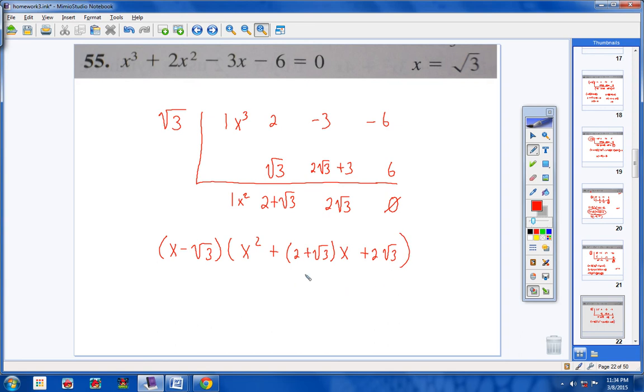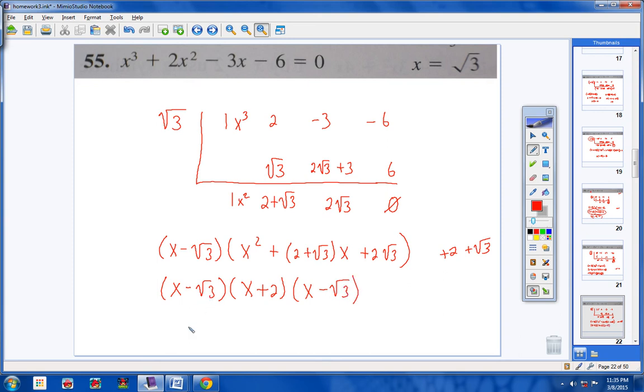Now this looks like it's really hard to factor, but it's kind of funny how easy it is. What two numbers when multiplied together would give you this? When added together give you this? Well, I know. 2 and square root of 3. If you multiply those, you get 2 square root of 3. If you add them, you get this. So there we go. So we have x minus square root of 3, x plus 2, x minus square root of 3.